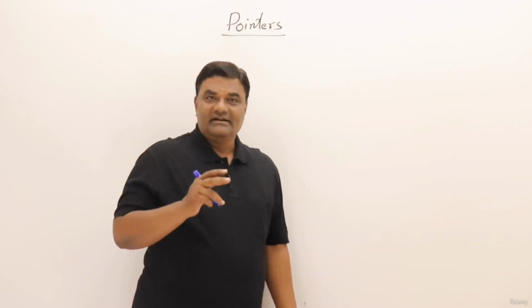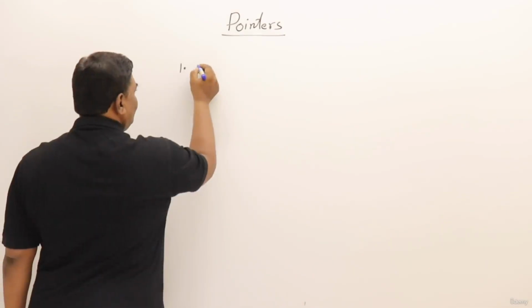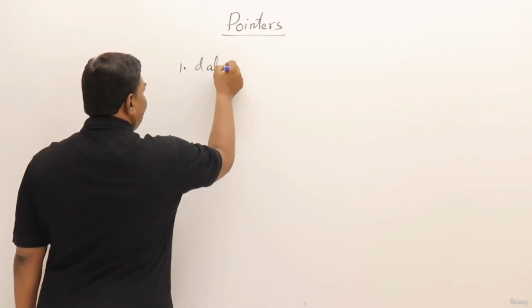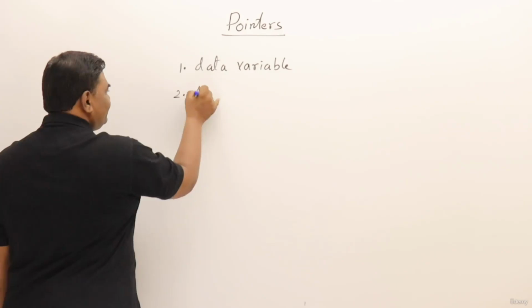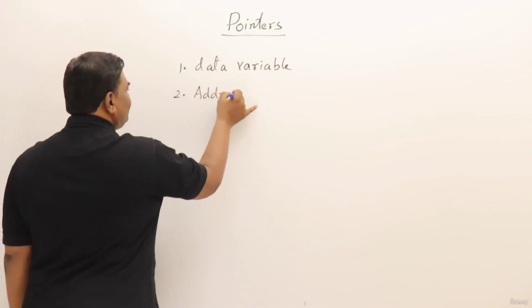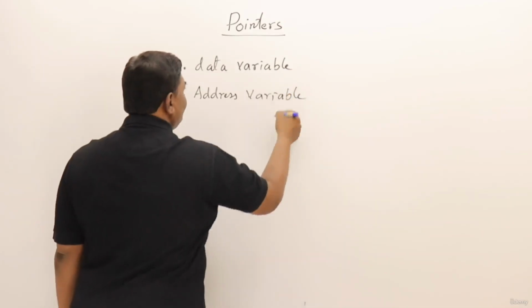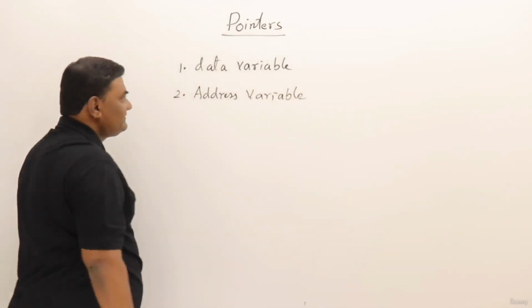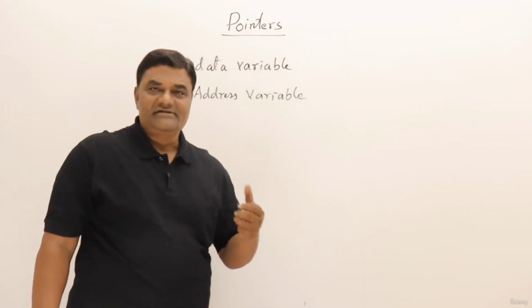Based on this, I'll categorize variables into two types. One is the data variable, which is used for storing data. And the next is the address variable, which is used for storing an address. So now we have two types of variables, data variables and address variables.